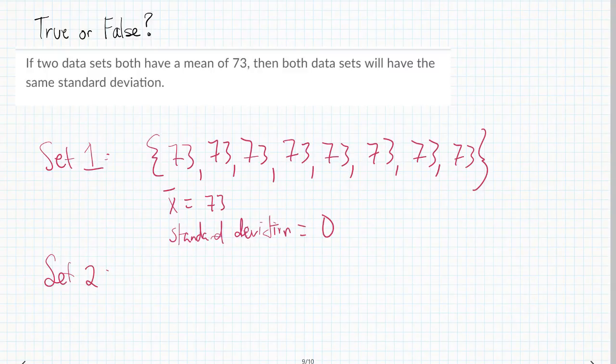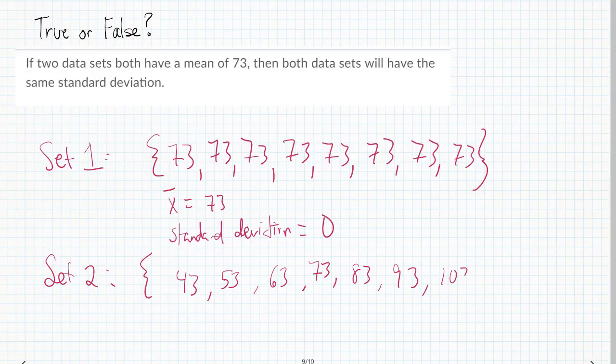But set 2, I'm going to be a little bit crafty here. Let's say I subtract 10 from 73 to get 63, but then I add 10. So negative 10, positive 10, that would cancel out and become 73 again. Next one, I'll subtract 20 and I'll add 20. And then I'll subtract 30 and add 30. All of those sum up to basically give you 73 as the average. But the standard deviation is not equal to 0, and I'll tell you why.